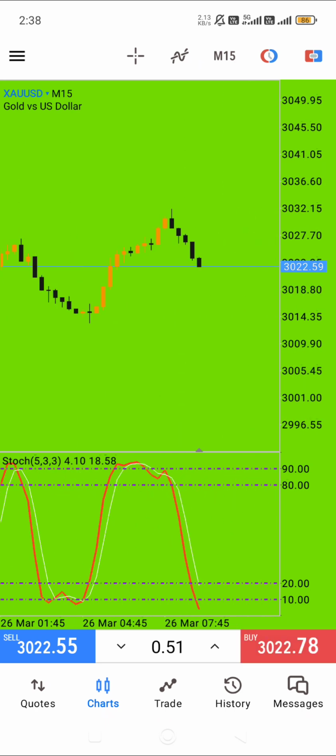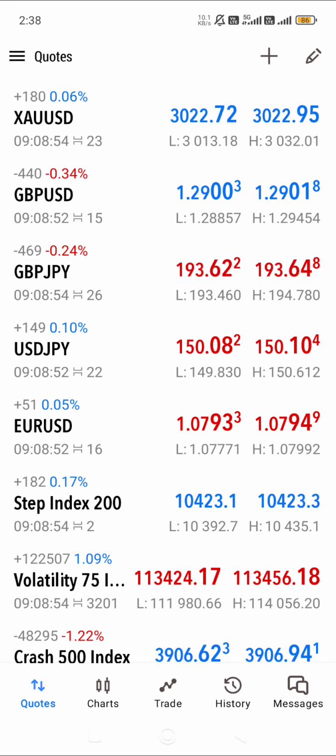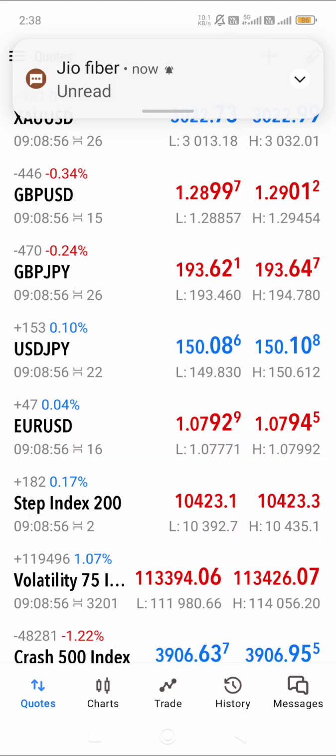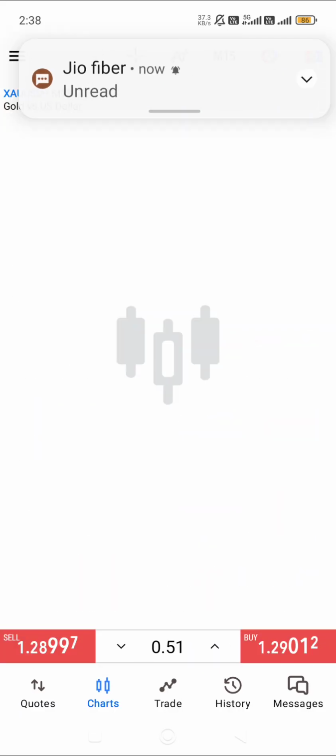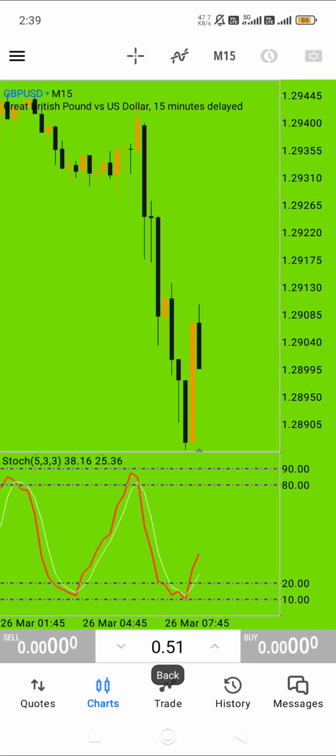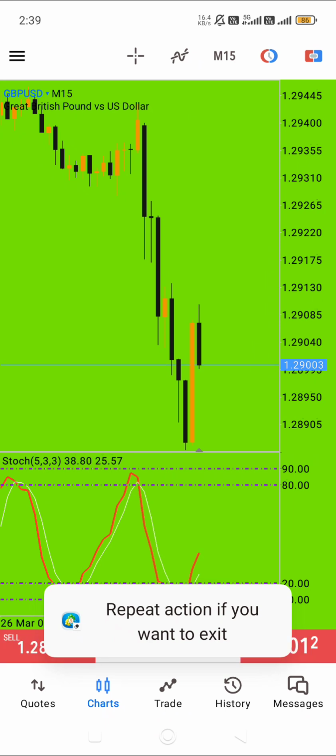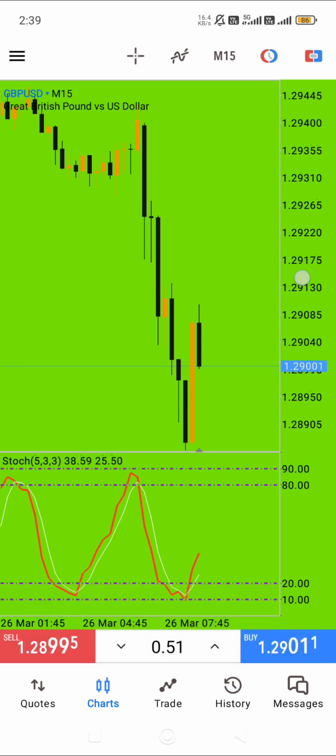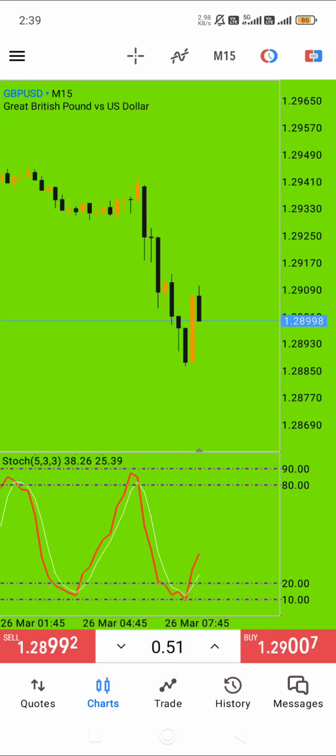MT5. Okay, another currency in forex, GBP USD. GBP USD, same way. Here it is the same thing: 10 and 20, both lines envelope and cross 20. That means the market will go up.